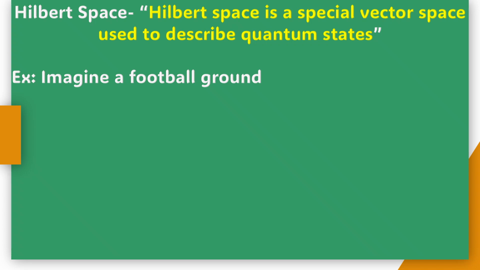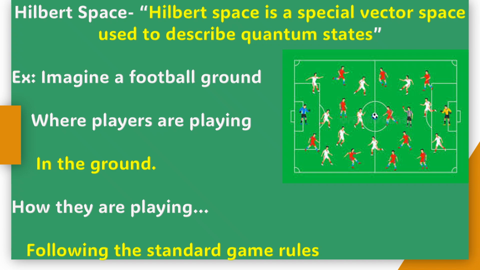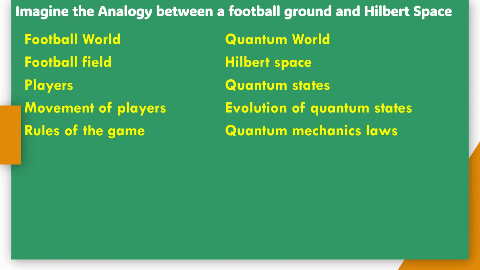Simply, I just want to give a small example. Hilbert space is a special vector space used to describe the quantum state. Imagine a football ground. The players are located in different places, following certain rules, playing in the playground. Where they play is obviously the ground, and how they play is by following the standard game rules. Similarly, the qubits or quantum states are represented in the Hilbert space. This is a simple analogy between the football ground and the quantum world.